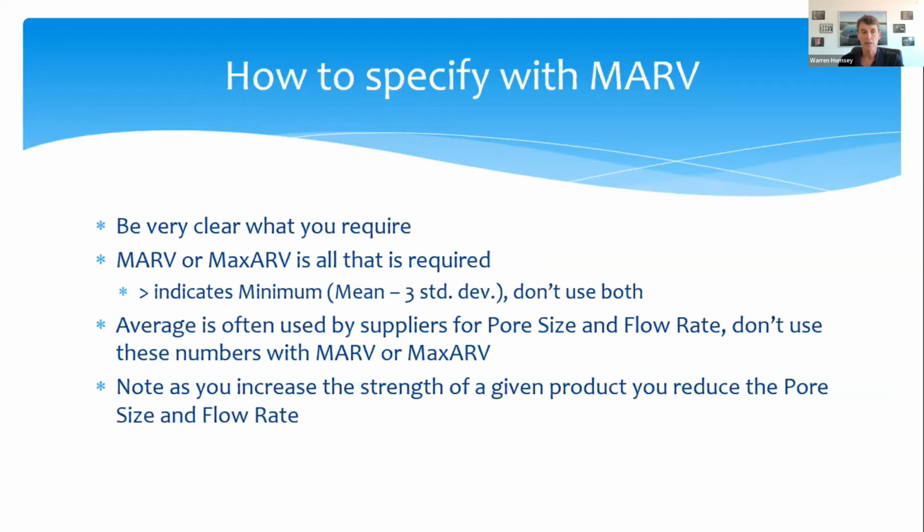And the other area that we often see problems in is where people increase the strength of the product, and that often leads to a reduction in, well, it will in most cases lead to a reduction in pore size and flow rate. So when you specify things, don't mix and match. Don't pull the strengths from one thing and say, well, I like the strength of that grade, but I really like the pore size of that grade. It just doesn't work like that. There is a relationship between mass and pore size and flow rate, and you can't mess with that.